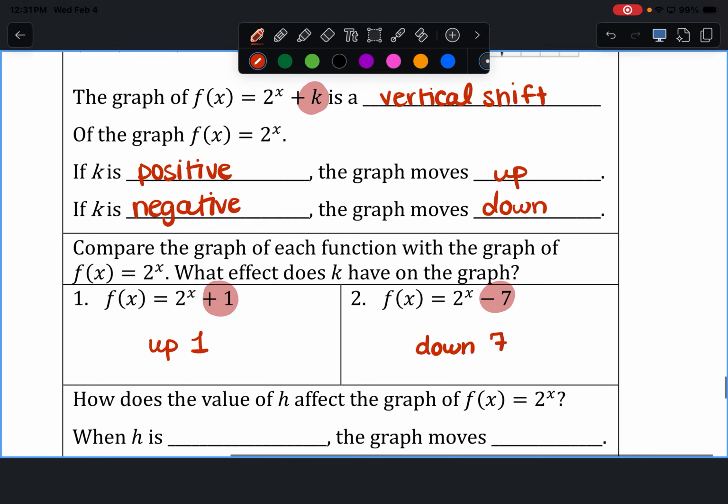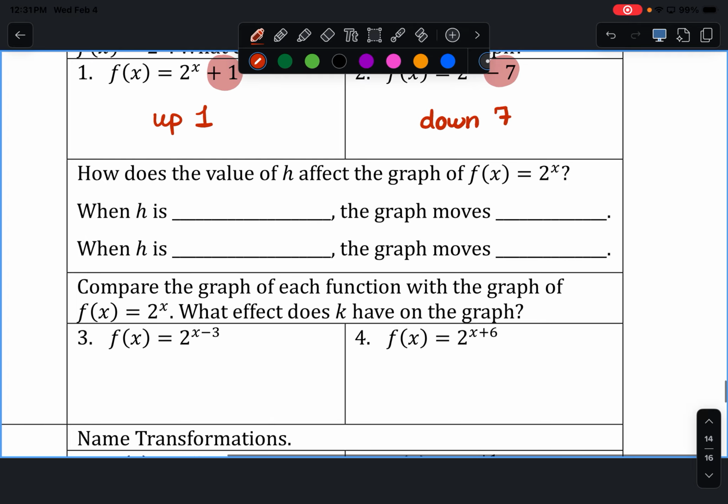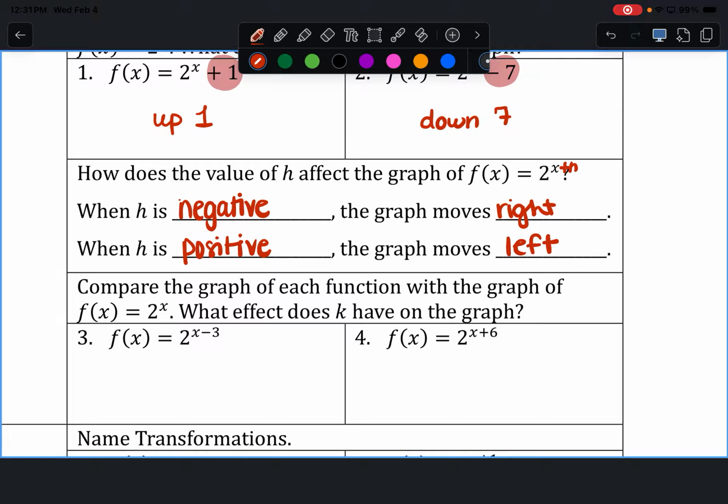Okay? Now we're going to look at how h affects it. So if we add an h into our exponent with our x, so we are combining it inside of the function, okay? If h is negative, it moves to the right. Okay? If h is positive, it moves to the... Okay, these are the same transformations we have had the entire year. And we're going to keep using those same transformations. Okay, so it's important we know them.